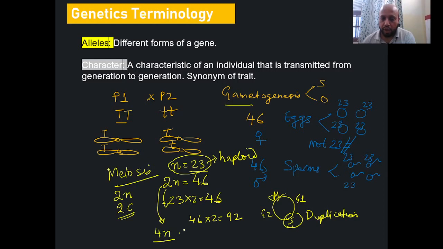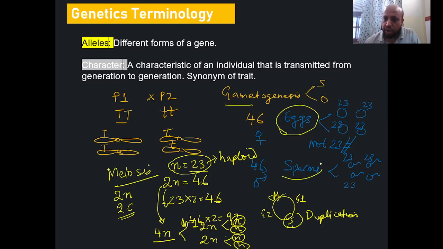And after this 4n, in the first division, which is meiosis I, also called the reductive division, it will be equally divided into 2n numbers, and from these 2n numbers they will be made into n, that is the haploid set, and similarly this is also made into a haploid set, that is n. This is how the gametogenesis process works, and these sperms or eggs which harbor half the number of chromosomes are called gametes.